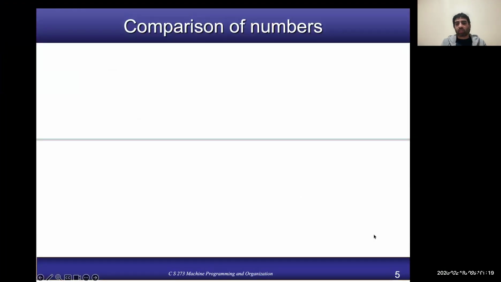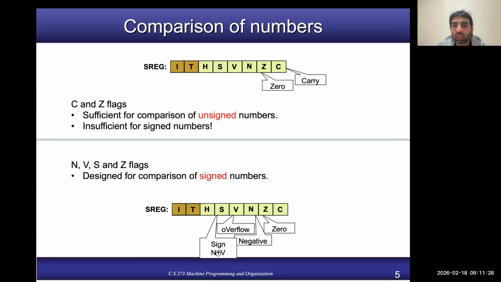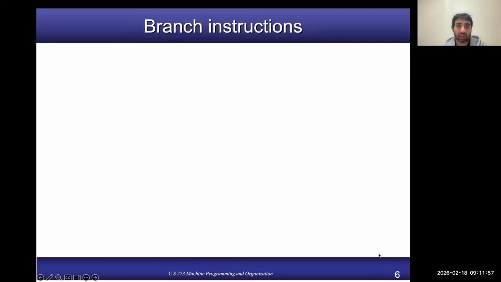So this is how we can use the Z flag and carry flag for the purpose of comparing unsigned numbers. I am not going into the detail of the second part of this slide, the lower bottom part, but I want to highlight that if you want to compare signed numbers, then just looking at the value of zero flag and carry flag is not sufficient. For that, we also need to look at the value of overflow flag, negative flag, and signed flag, right? Why? I will explain it in the lecture. We will talk about comparing signed numbers, but for now we are focusing on comparing unsigned numbers, right?